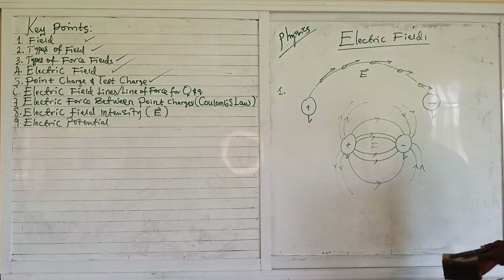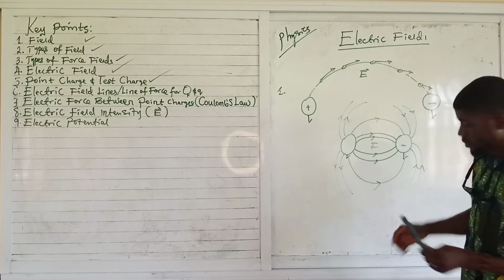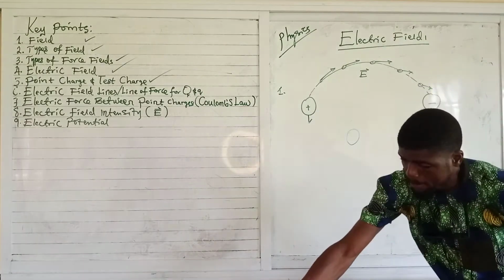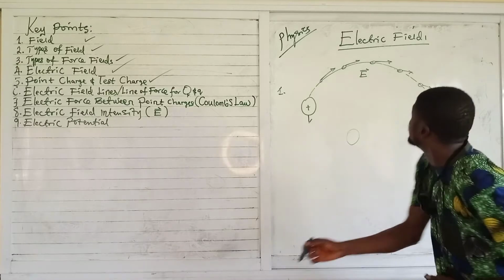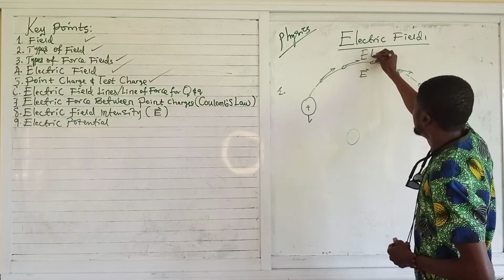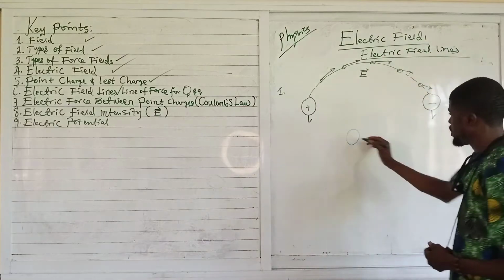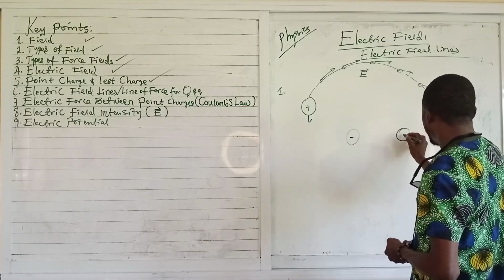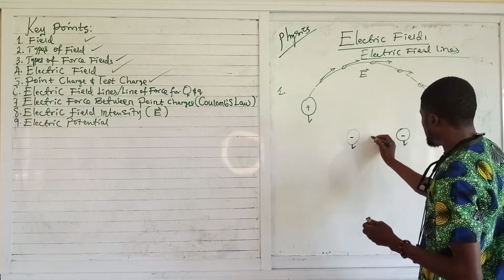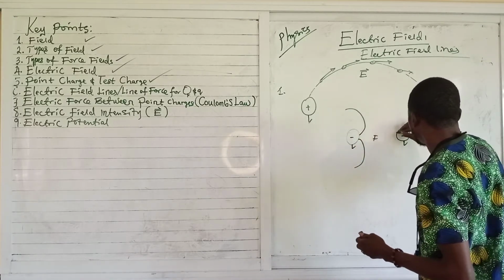Let's look at what happens when we bring in negative-negative, and plus-plus. Don't forget what I'm looking at here is electric field lines. For negative-negative, this is what you have. It's going to be a force of repulsion in between. So this charge will move this way, something like this.